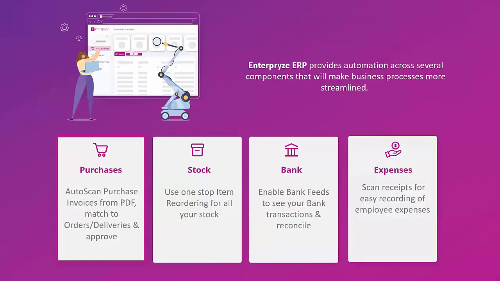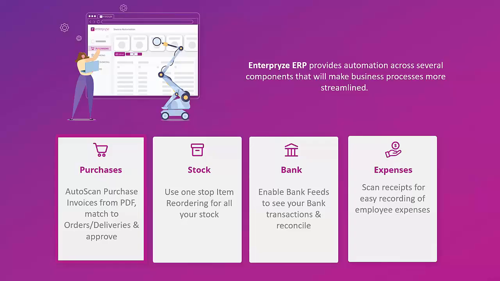Obviously, purchases is something we're going to look at this morning, which is all around auto scan of your purchase invoices from PDF, where you can match those to open orders or open deliveries and approve those. In essence, this gives you an approval step around spend, but it's based on the purchase orders and deliveries already in the system, so it's only based on the invoices that are coming through. There's a whole setup involved around the purchase invoice scanning, so I'll go through that with you in detail.